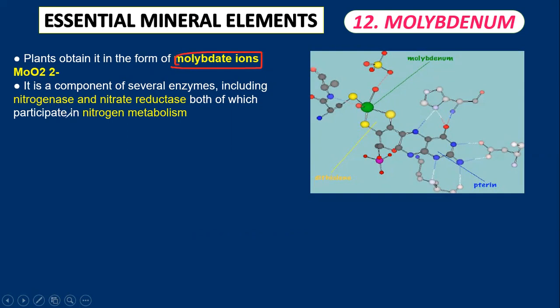Okay, MoO4 2- ion, a component of the nitrogenase enzyme. What is this nitrogenase enzyme? We'll come across it in lecture number 3 and lecture number 4. And nitrate reductase, which helps in nitrogen metabolism. So name the element which plays an important role in nitrogen fixation by acting as a component of the nitrogenase enzyme. Molybdenum, very important. So molybdenum we have studied now.